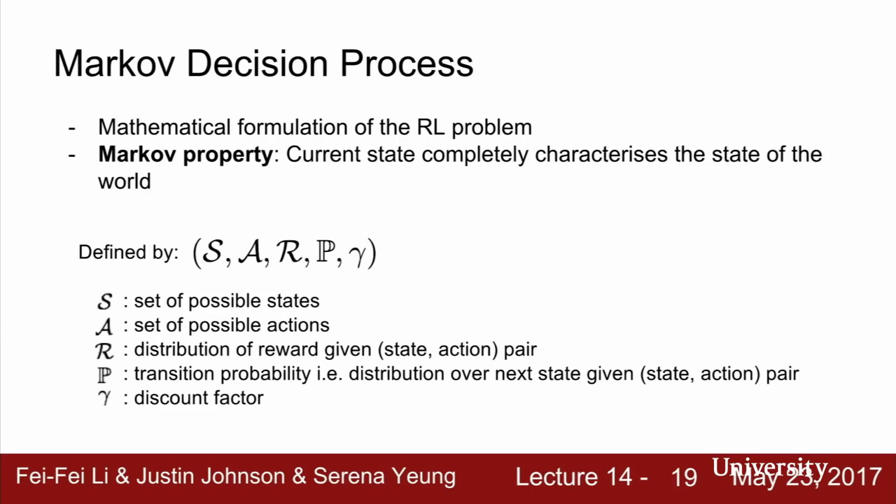An MDP here is defined by a tuple of objects consisting of S, which is the set of possible states. We have A, our set of possible actions. We also have R, our distribution of reward given a state-action pair, so it's a function mapping from state-action to your reward. You also have P, which is a transition probability distribution over the next state that you're going to transition to given your state-action pair. And then finally, we have gamma, a discount factor, which is basically saying how much we value rewards coming up soon versus later on.